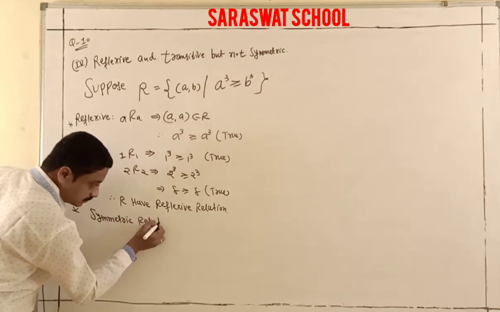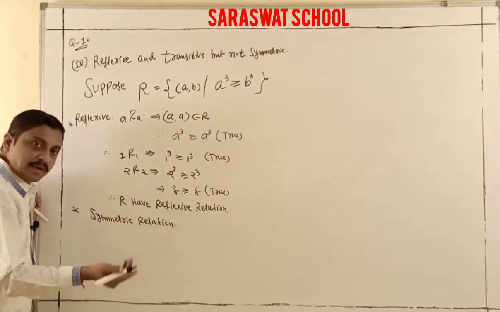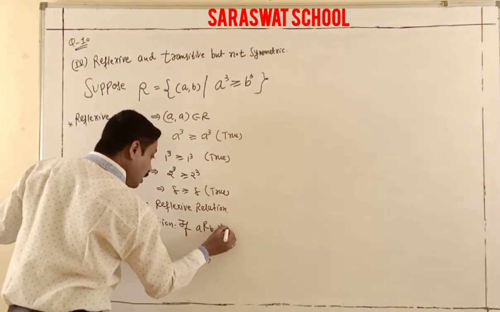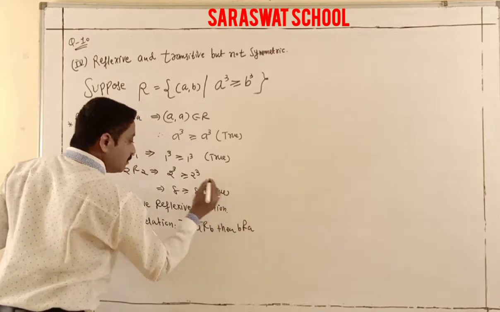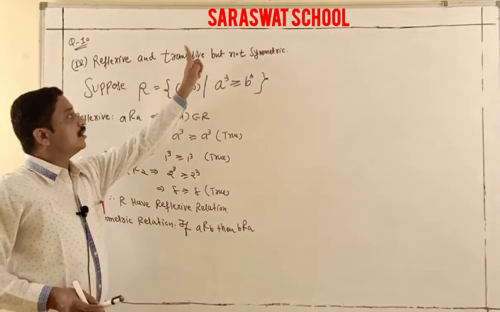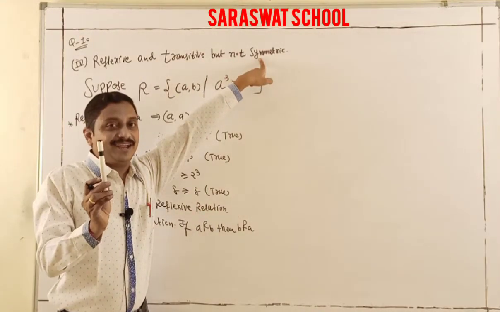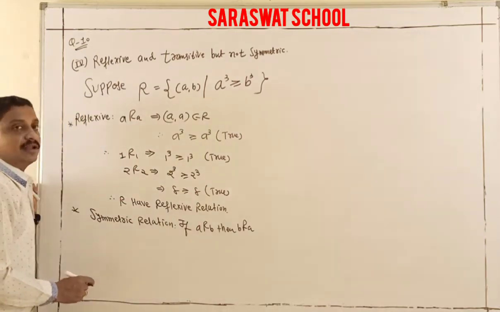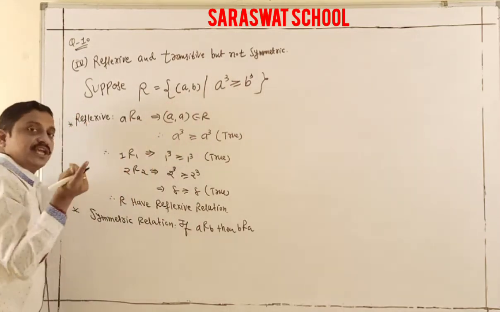Symmetric relation. Same application: if A relation B, then B relation A. But what are you proving here? Not a symmetry. Definitely this case is not valid for this one. I just take the number cube and cube. No, first take the higher number.